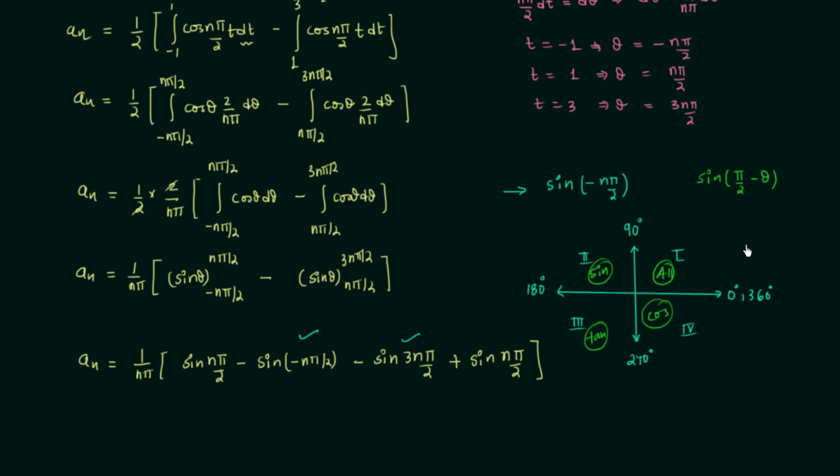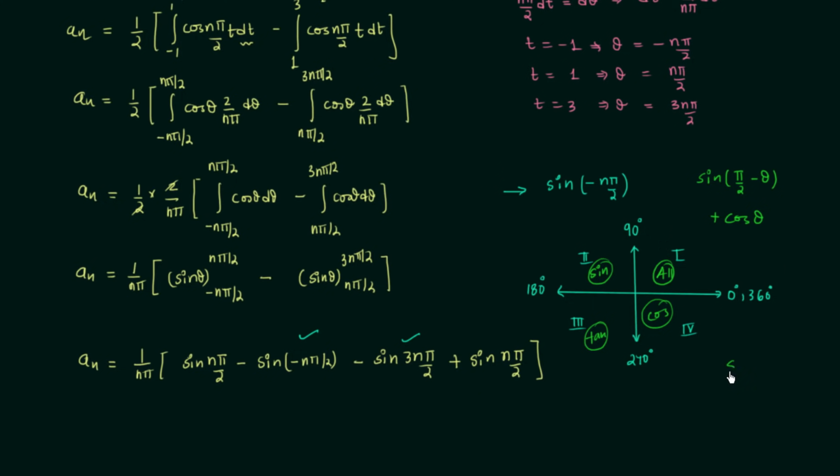Pi by 2 means 90, so we have 90 minus theta. 90 minus theta means we are in first quadrant, so the sign we are going to get is positive, because in first quadrant all the ratios are positive. Now as we are having pi by 2 here, sine will change to cos, so we have cos theta. Very simple. Let's take another example.